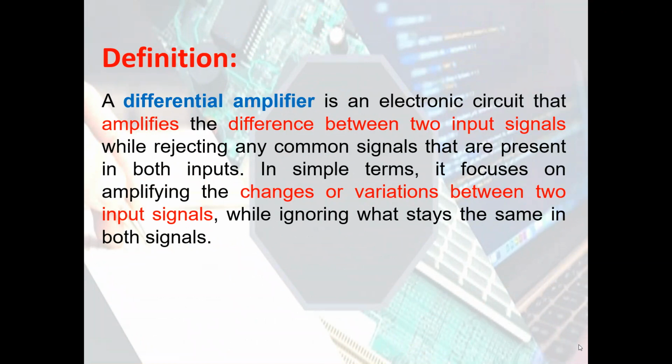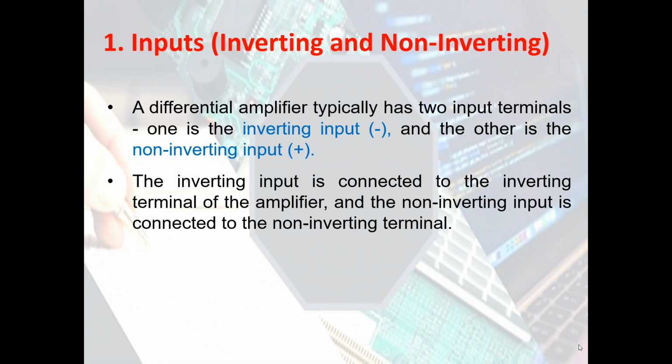So basically, a differential amplifier is an electronic circuit that amplifies the difference between the two input signals while rejecting any common signals that are present in both inputs. So always consider that you have two input signals, and from the difference of these two input signals, you need to amplify. In simple terms, it focuses on amplifying the changes or the variations between the two input signals while ignoring what stays the same in both signals. So these are some of the factors, characteristics that we need to consider.